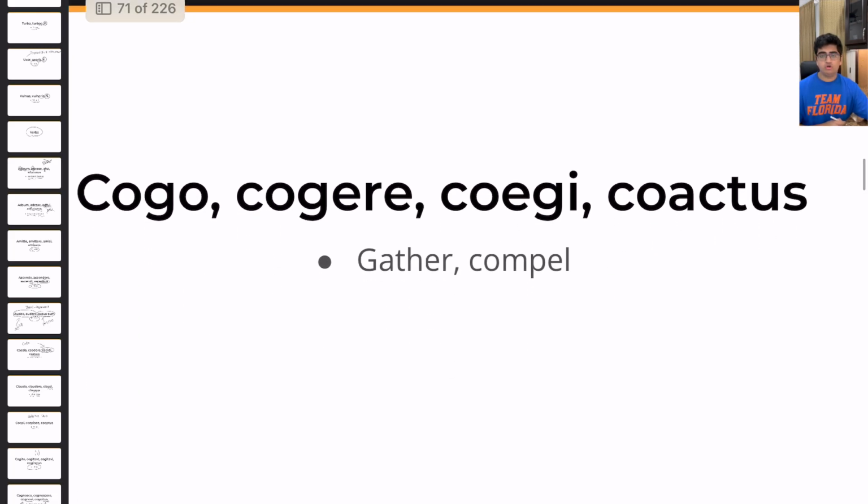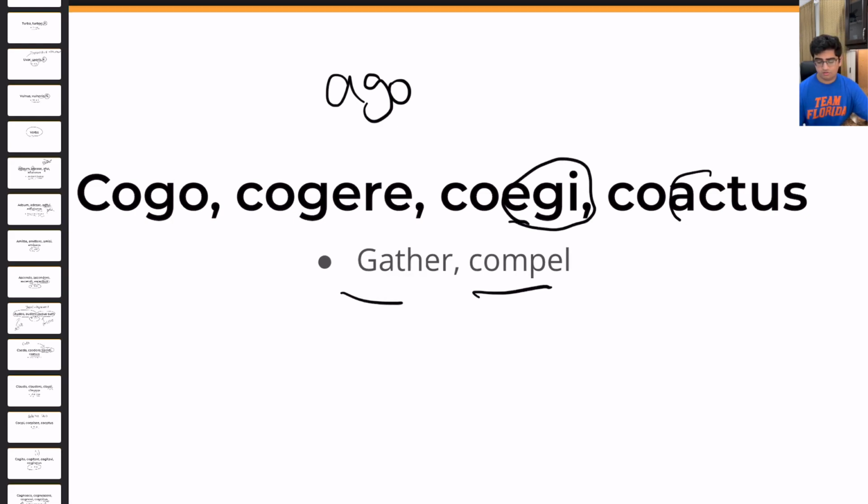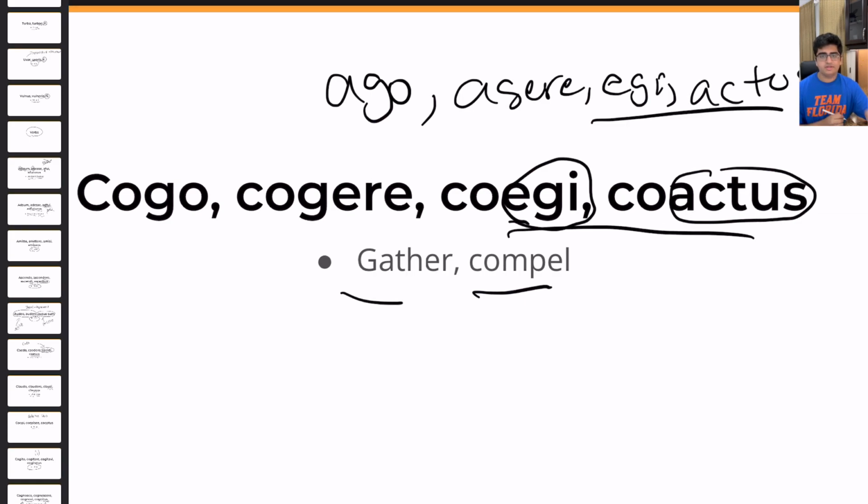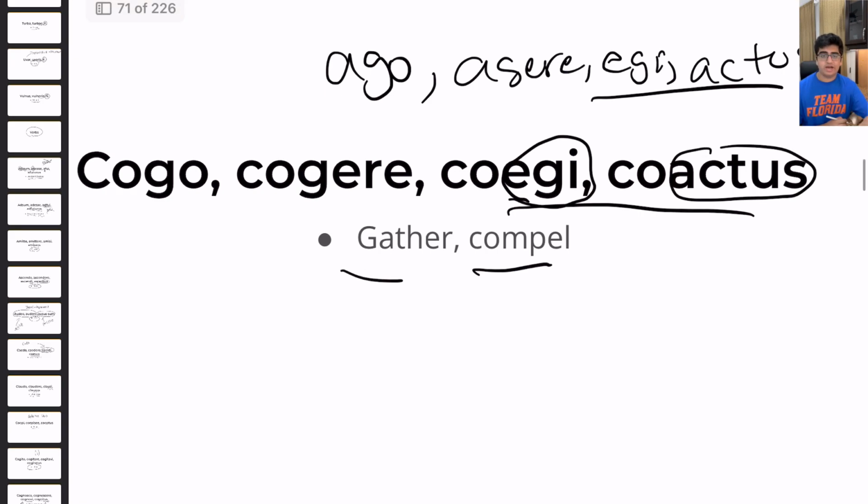Now we do cogo, cogere, coegi, coactus. This means to gather or compel. So if we remember our verb ago from Latin 1, the Vocabulary 1 Regional Study Guide, we can see how cogo is similar to ago. It's kind of like a compound. And that's why we have the coegi over here and the coactus. Remember, it's ago, agere, egi, actus. And you can see these last two principal parts being directly correlated into cogo, which is an easier way to remember these principal parts. It means to gather or compel.